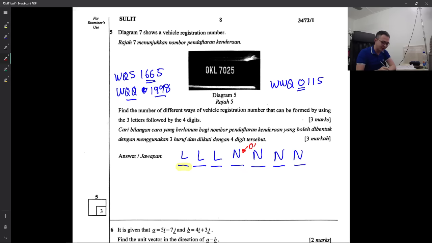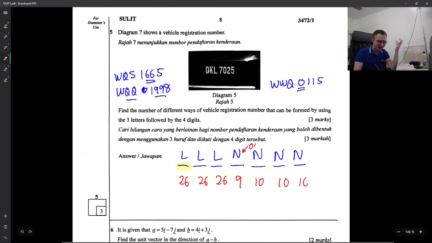Okay, for the first letter over here, you can use all 26 letters, right? From A to Z is 26 letters. So this one is 26, this one is 26, this one is 26. And because this one cannot accept 0 as the first number, you have numbers from 1 to 9, which is 9 numbers, right? And then for all the next numbers you can have 0, just the first number cannot be 0. So this one will be from 0 to 9, 10 numbers, 10 numbers, 10 numbers. Then you multiply them. Alright, this is how you do this question.